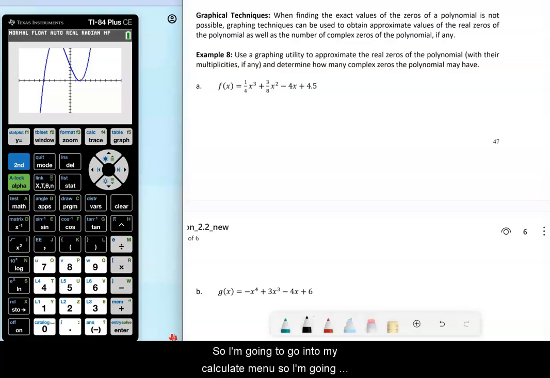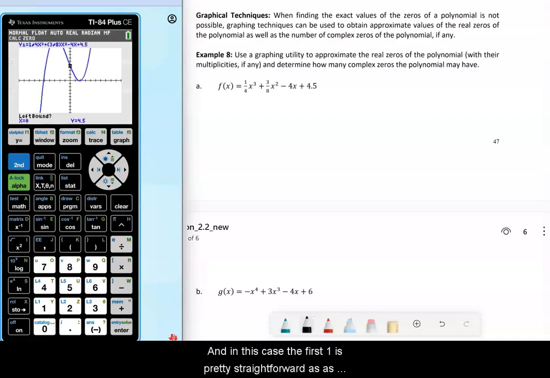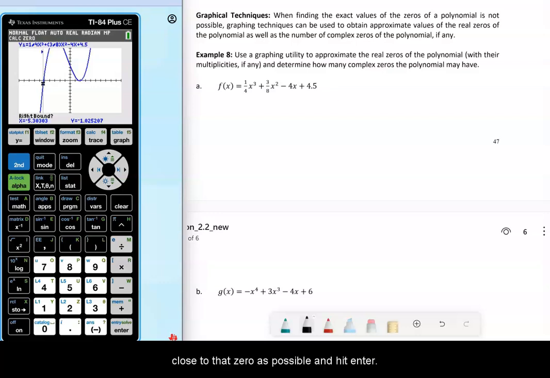So I'm going to go into my calculate menu. So I'm going to hit second trace, and I'm going to find a 0. And in this case, the first one is pretty straightforward, as we've done this many times. It wants to know our left bound and our right bound. So what we have to do is get our spider, or our cursor, down here to the left of the intersection. And in this case, if we come in from the left of the function, it's going to be below the x-axis. So I'm going to get it as close to that 0 as possible and hit enter.